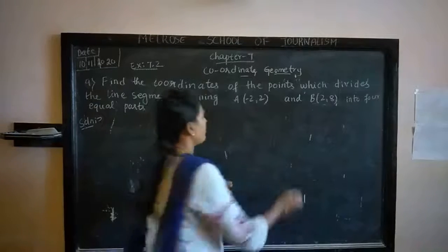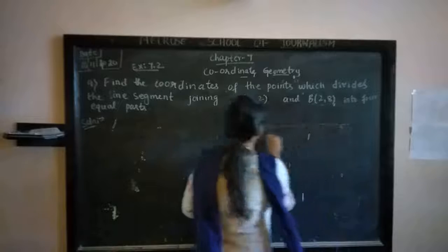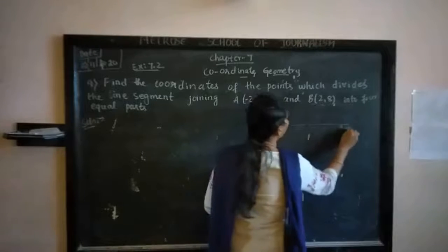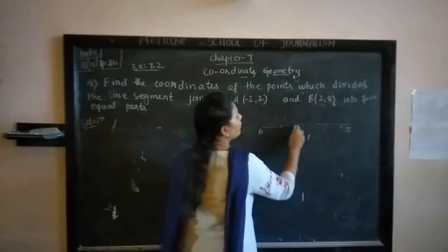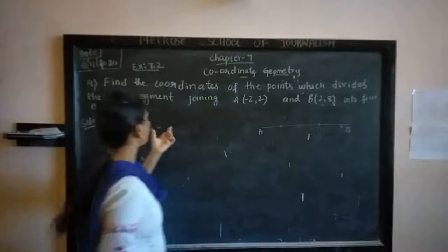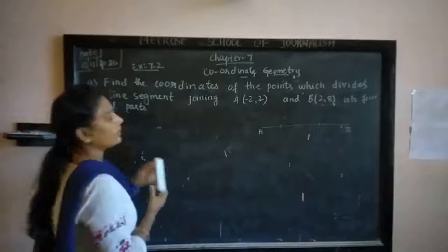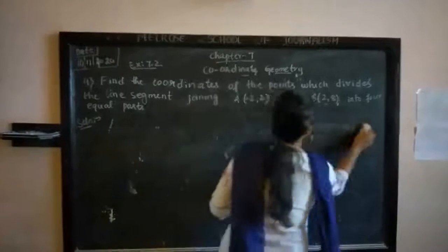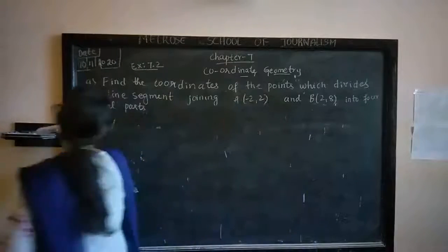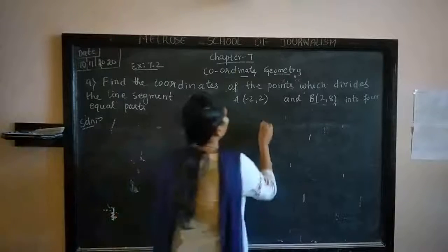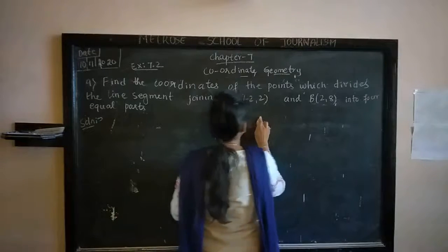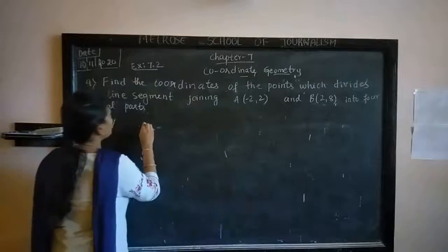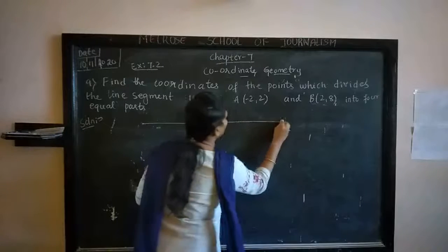So trisection means a line is divided into three equal parts. Yes or no? Here 3, here 2. 1, 2, 3 equal parts. Here it is 4 equal parts, they said. 4 equal parts. So the two end coordinates are given. Which are those? See, take this line. Here only I will solve it. Take this line AB as a line.